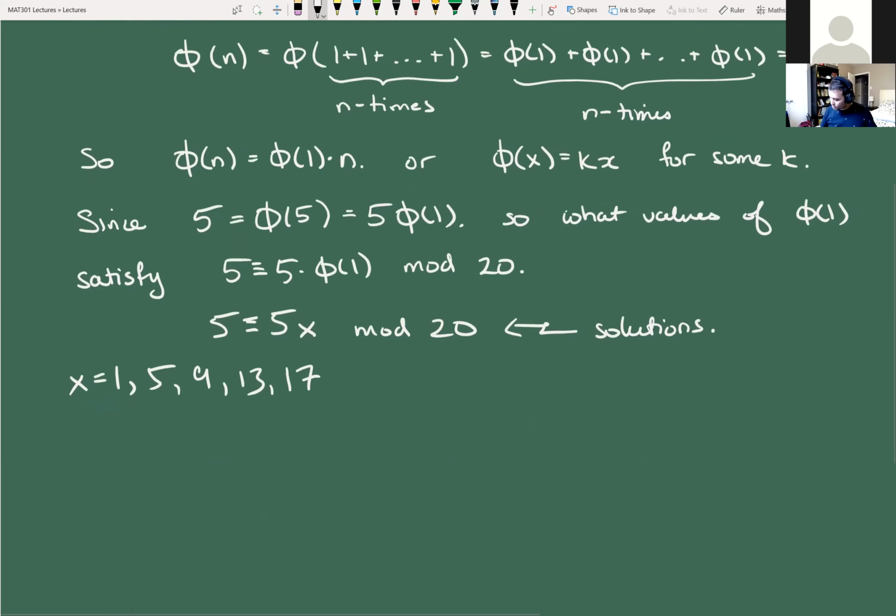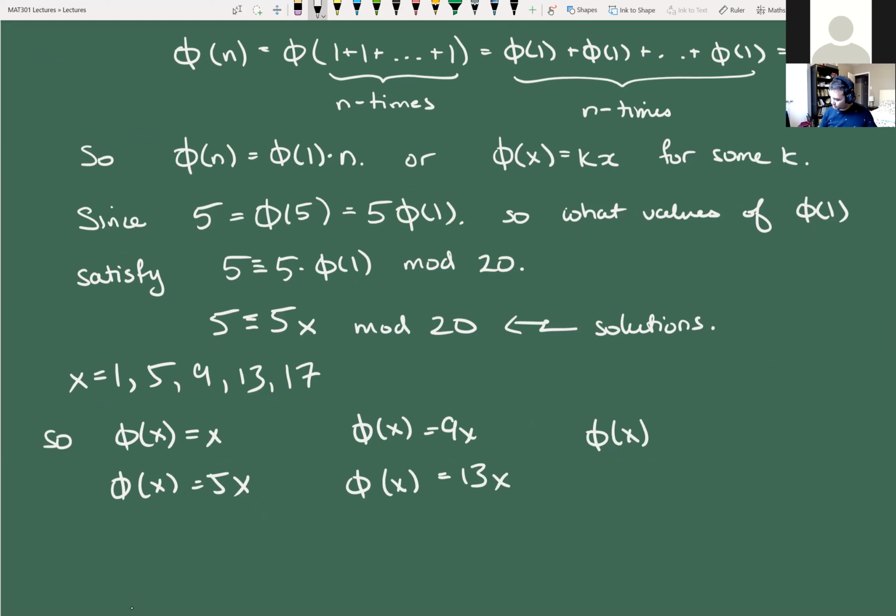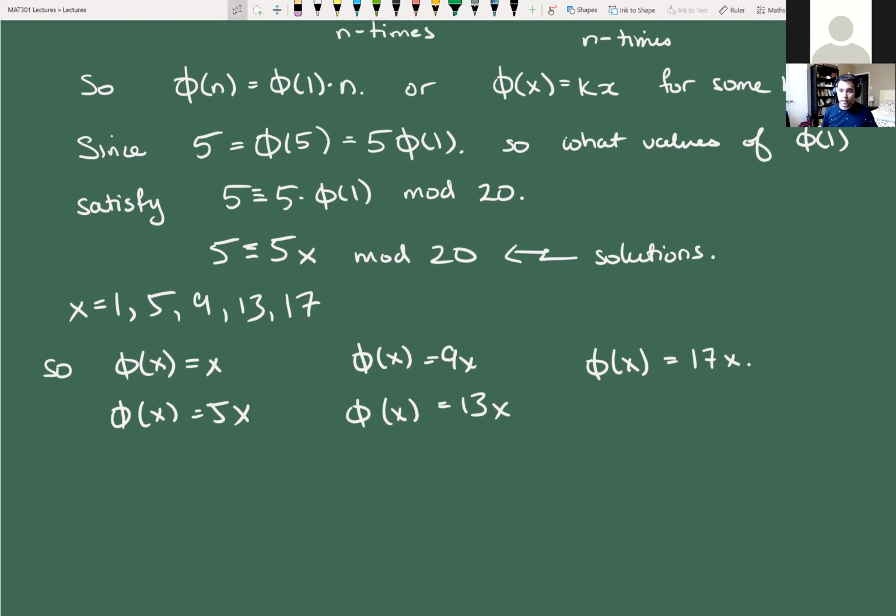So the answer is phi of x is either, so the only possible options, 9x, 13x, and 17x. Okay. And so without doing the whole other question, this wasn't too bad because 5 is a really nice number and 20 is a nice number, right? So we were kind of able to do this by hand. And I'm going to show you in a second how I would actually do this. I wouldn't compute them all by hand.